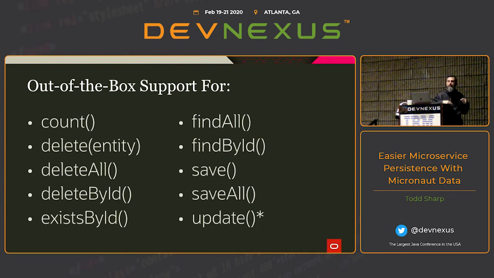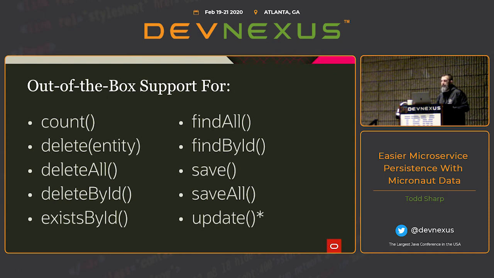So, out of the box, if we were to run this application right now, we have support for the following methods: count, delete, delete by ID, update, save all, find by ID, find all. These are all ready to go because it knows, by looking at your entity and its properties, it can craft your query for you out of the box. Okay, compile time, all ready to go.